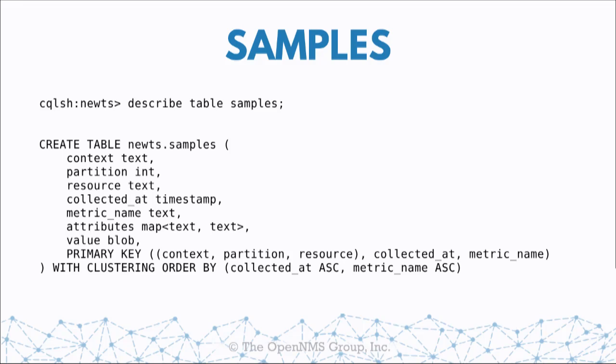Then finally, we have the partition. That's a number related to the timestamp that helps group metrics in the same time period. By default, we use 7 days. So that partition key will make sure that all the samples for a particular resource over the last 7 days are grouped together on the same Cassandra node, right? And then we have the resource, right? So that's it for samples.